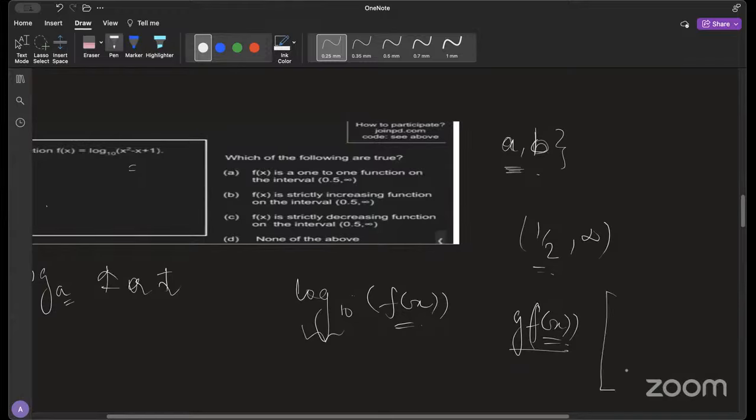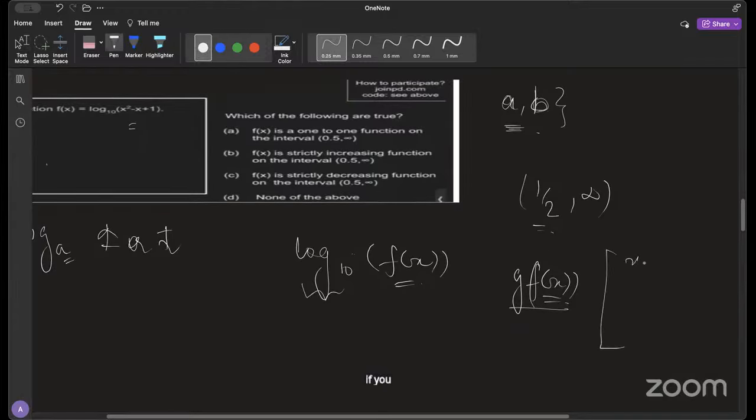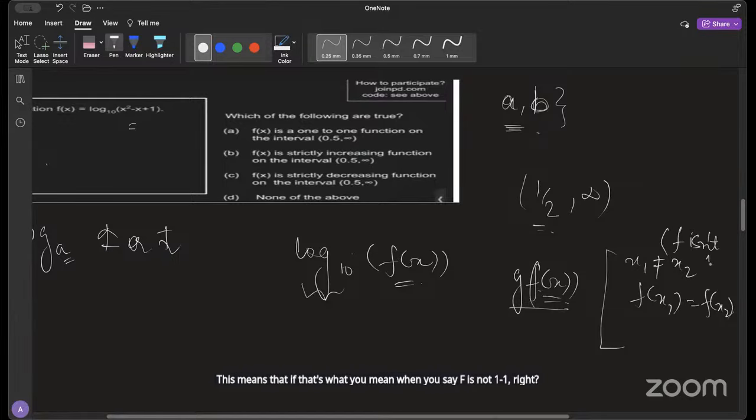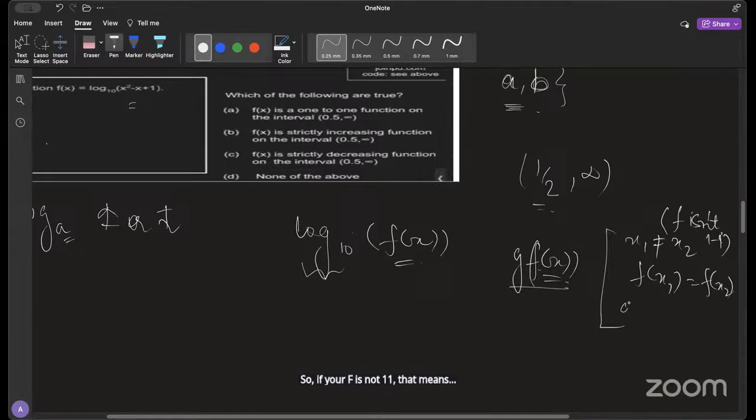What happens is, if you say you have x1 and x2, not equal to each other, such that your f(x1) is equal to f(x2), this means your f is not 1-1. So if your f is not 1-1, that means the g of f is also not 1-1.